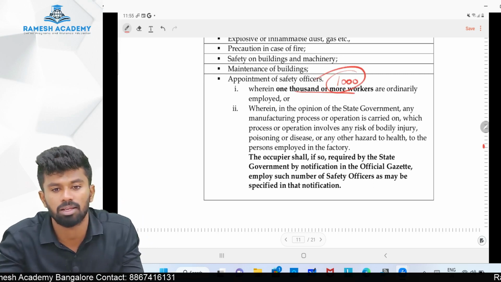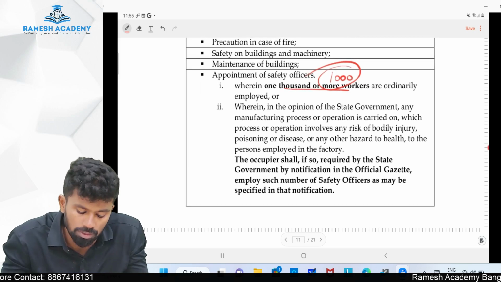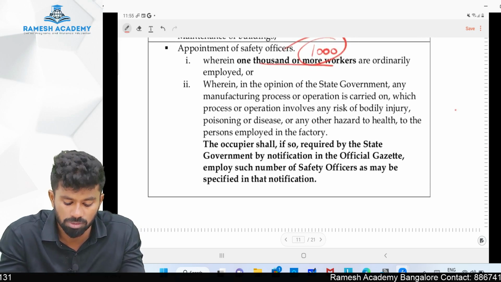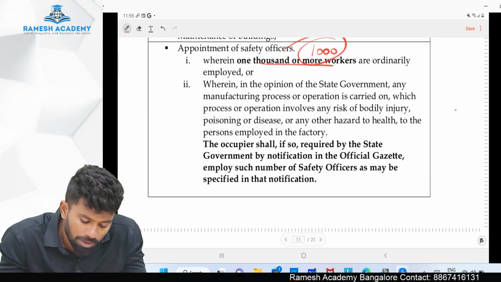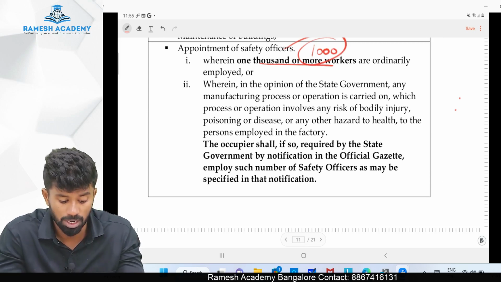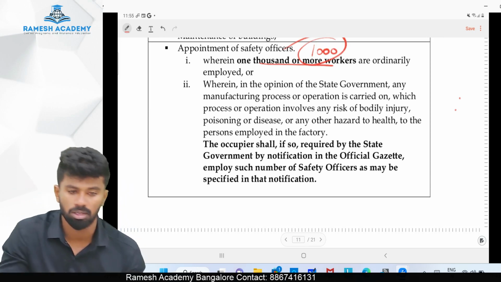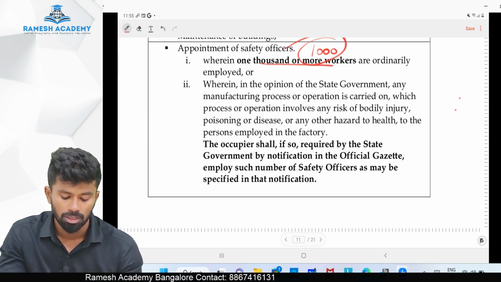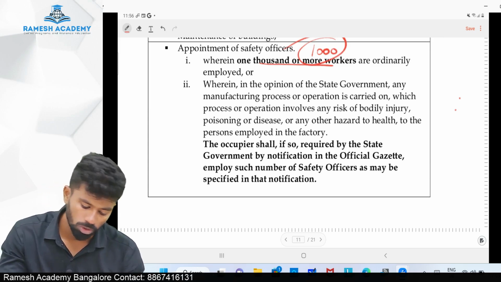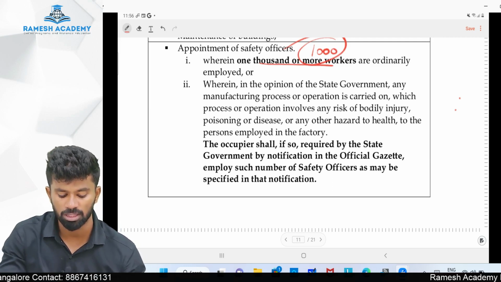Important. Again, they can ask when the appointment of a safety officer is compulsory. Wherever 1000 or more workers are ordinarily employed, or wherein in the opinion of the State Government any manufacturing process or operation is carried on which involves any risk of bodily injury, poisoning or disease, then the occupier shall, if so required by the State Government by notification in the Official Gazette, employ such number of safety officers as will be specified in that notification.